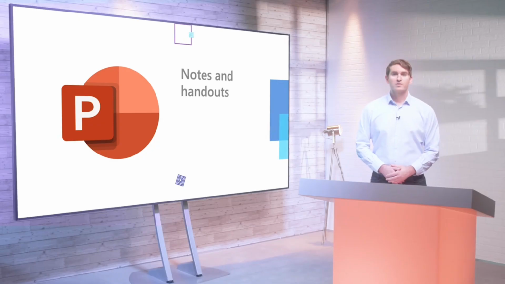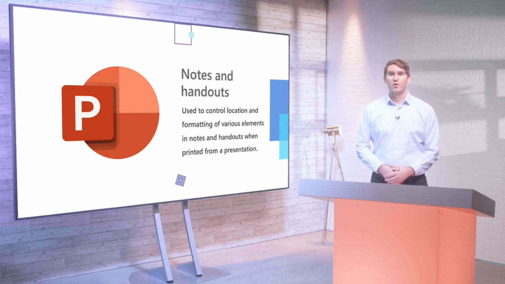The Notes and Handout Masters are a great way of providing supplementary printed materials to accompany the presentation itself. The Notes Master controls the location and formatting of different elements like orientation, style, and placement options when you print or view notes from your presentation, while the Handout Master is used to map the location and formatting of other aspects of a presentation like headers, footers, dates and page numbers.